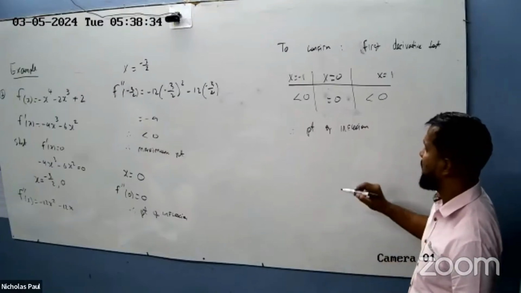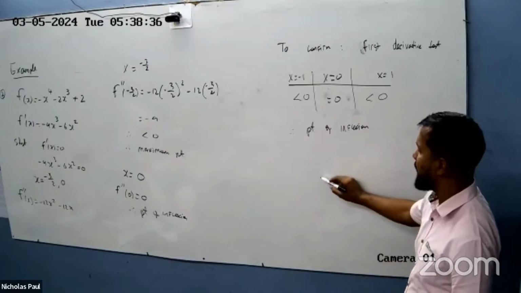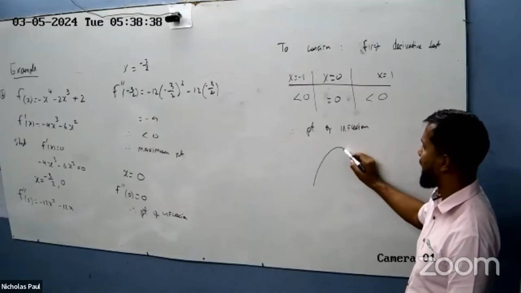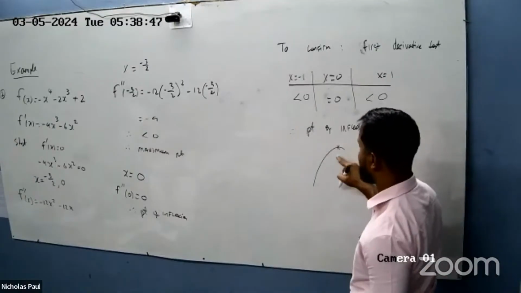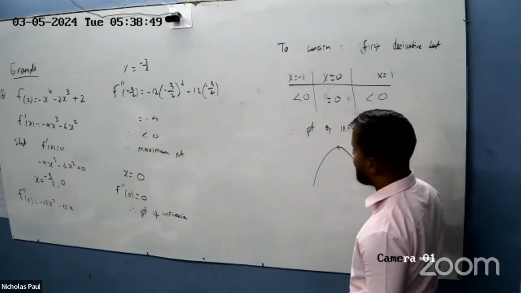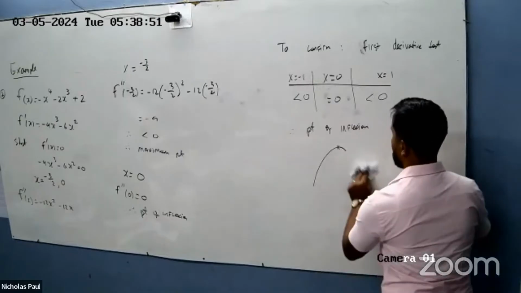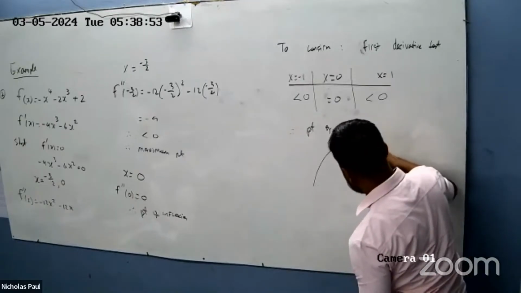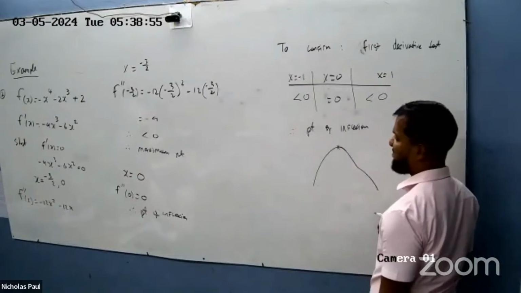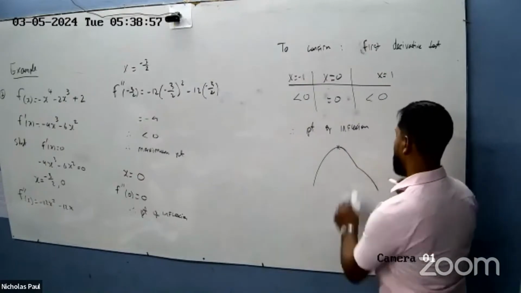That's okay? So this graph probably will look like this. It went up to a maximum at minus 3 on 2. And then when it reached 0, it decreased and then continued to decrease. Probably something like that.